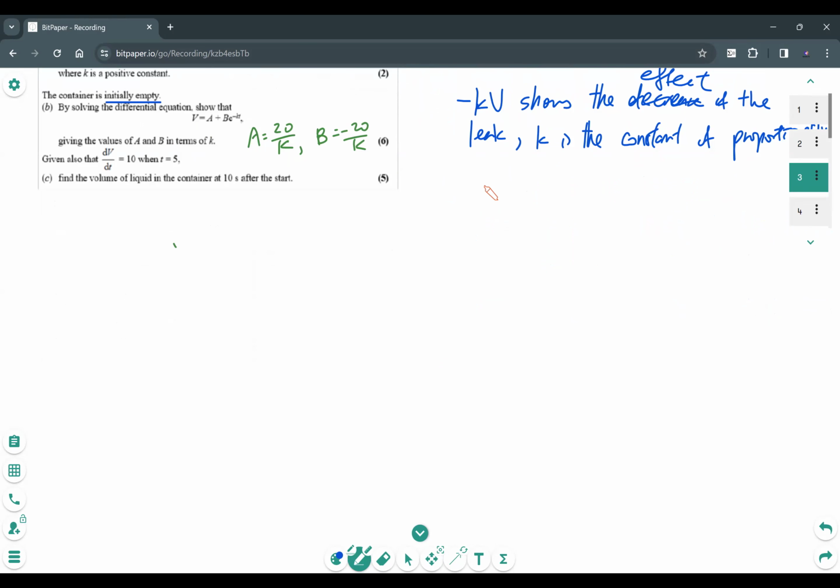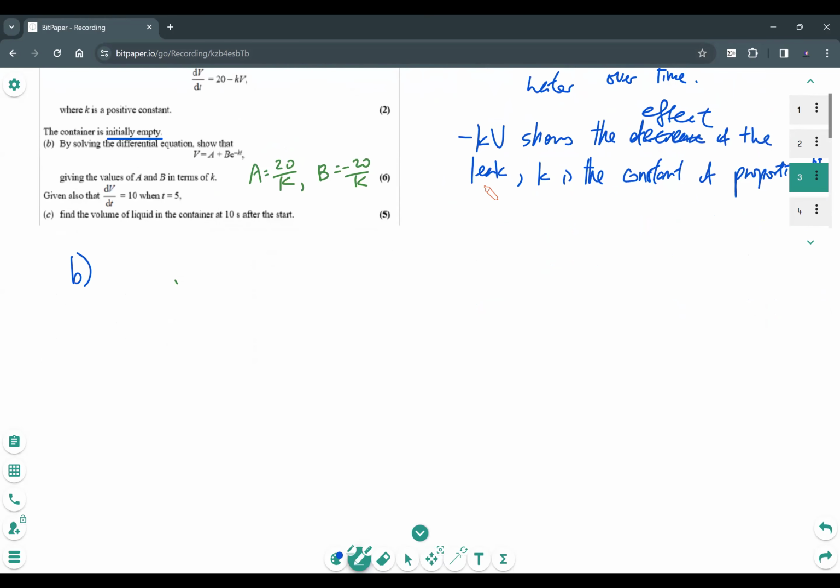Okay, so part B. We're told dV by dt equals 20 minus kV. So the first question is, what has to go on the left and what stays on the right? I know it'd be tempting to add kV on both sides, but it doesn't work like that. You can't add kV to the left hand side, so you have to move the whole thing to the left by dividing. So it becomes 1 over 20 minus kV dV equals, and nothing on the right, so put a 1 dt.